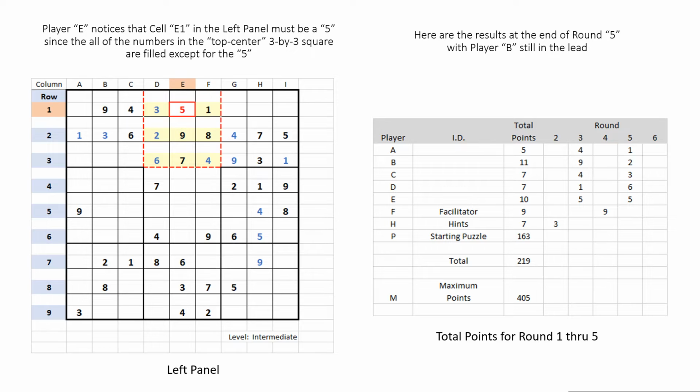Player E notices that cell E1 in the left panel must be a 5, since all of the other numbers in the top center 3x3 square are filled except for the 5. Here are the results at the end of round 5, with player B still in the lead.